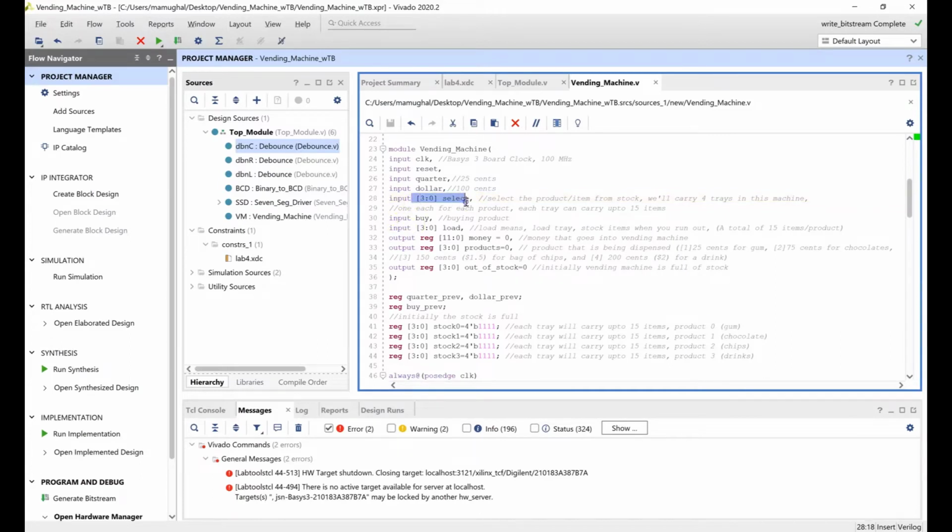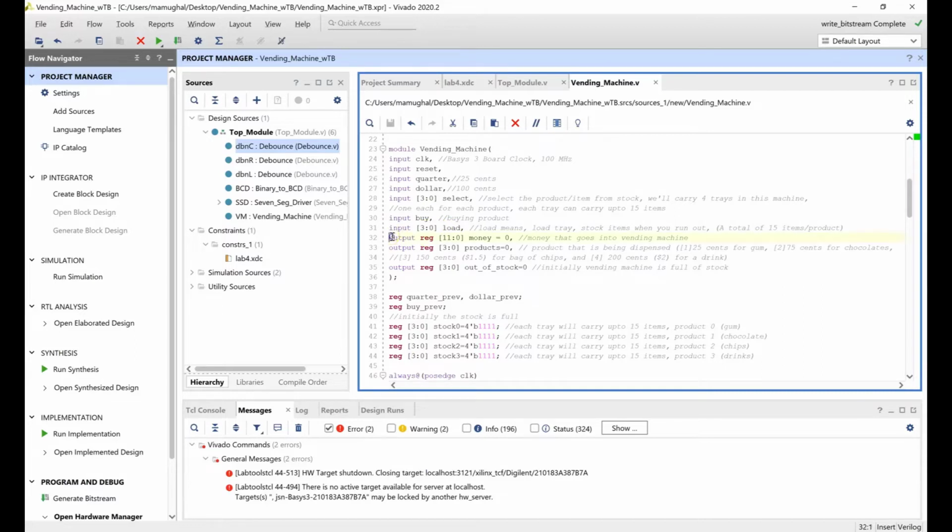Once the product is selected, the user then inputs buy, which is another push button. Whenever this button is pressed, the product will be dispensed if the money inserted into the vending machine is equal to or greater than the price of the product. We also have this load input: whenever we run out of stock in the vending machine, the LED light will turn on, and then we can load the 4 products by using the switches.